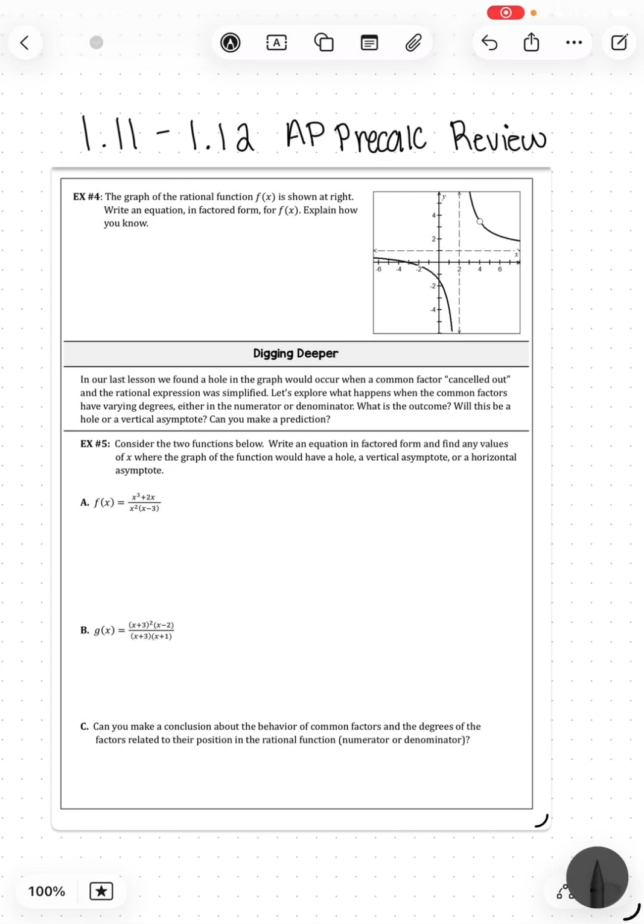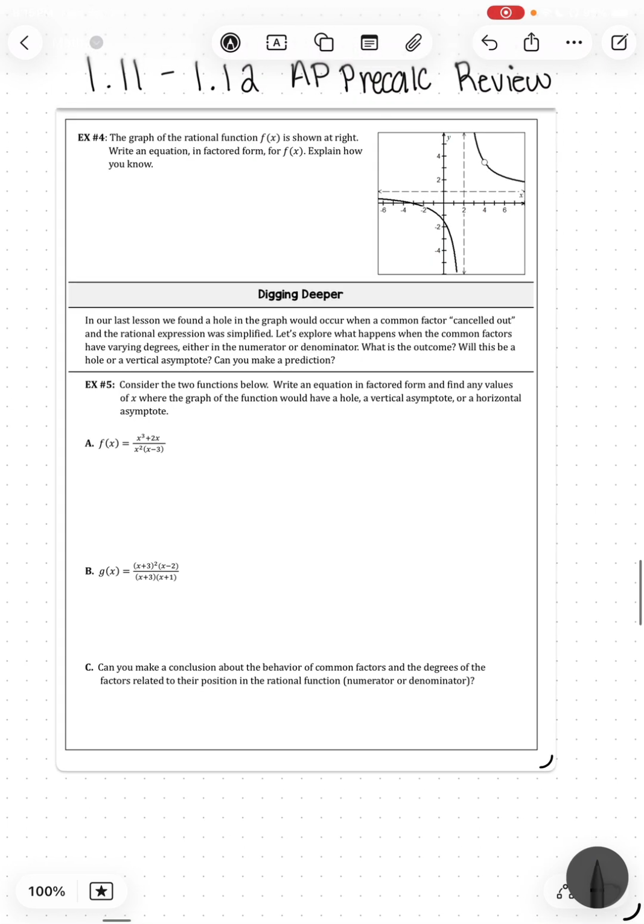Alright, hi, welcome. Today we will be doing 1.11 to 1.12 AP Calc review. This is basically what applies to my class and what we've been doing, but again, I'll try to give you the big gist of it.